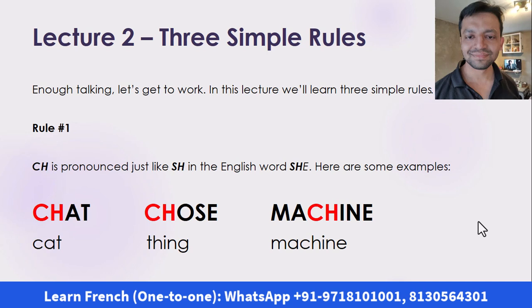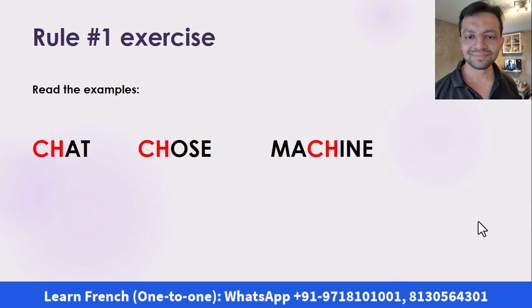Rule number 1. CH is pronounced like sh in the English word she. Here are some examples. Sha means cat, shows means thing, machine means machine. Let's practice. Read the examples.